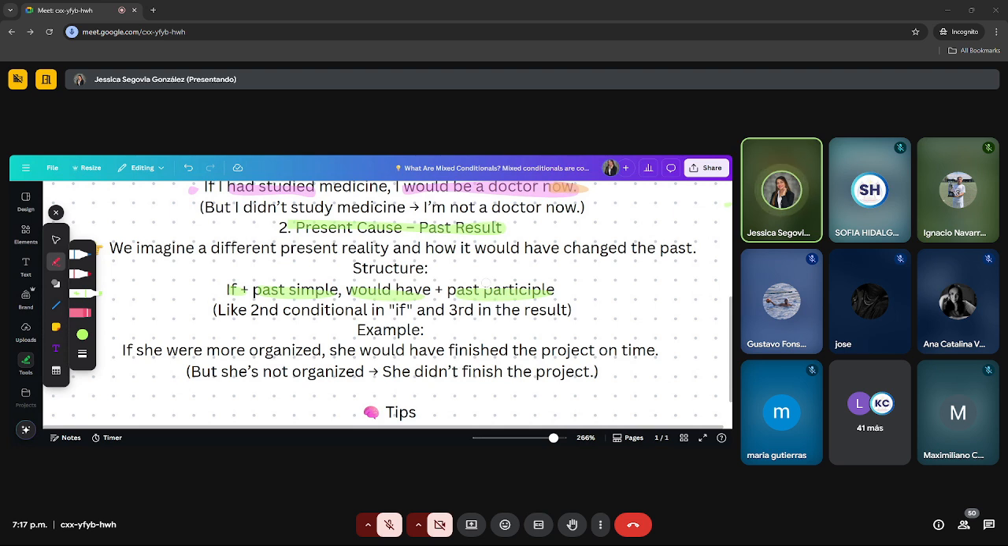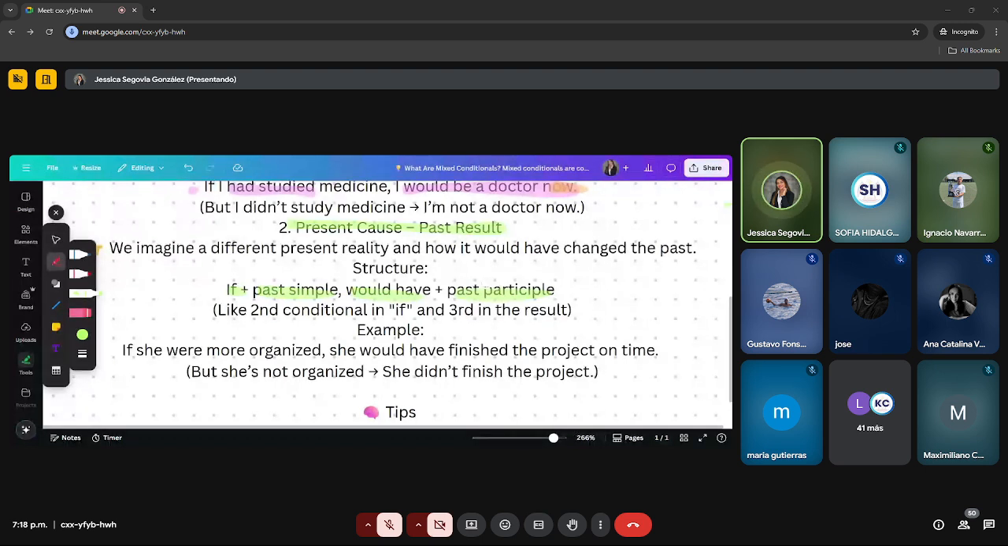Eso significa que no es este tipo de mixed conditional. Tiene que estar junto el would have y el past participle. For example, would have started, would have slept, would have eaten, y todos los verbos que ya hemos visto desde el año pasado, este año, y que también recuerden que pueden encontrar en la parte de atrás de su libro la lista de verbos irregulares en past participle. Tienen que estar las tres cosas juntas.